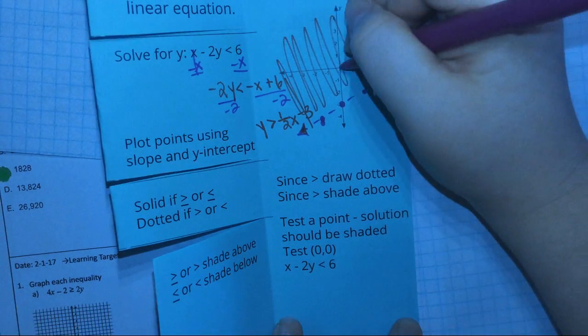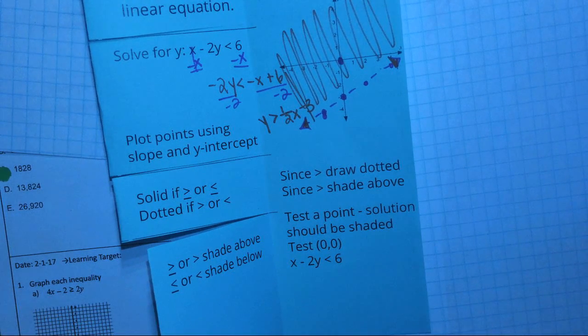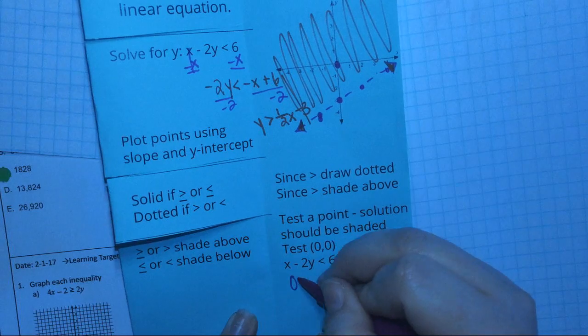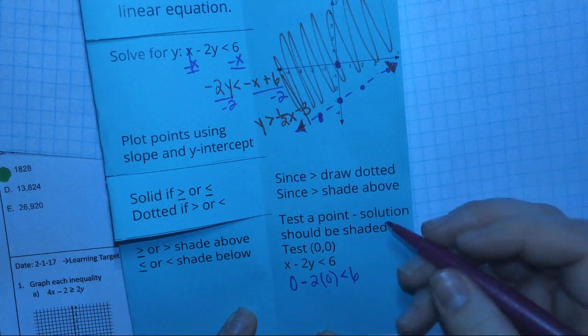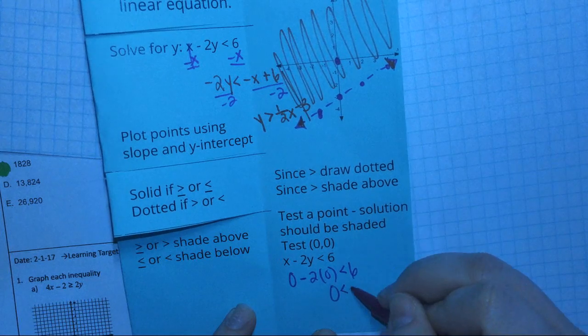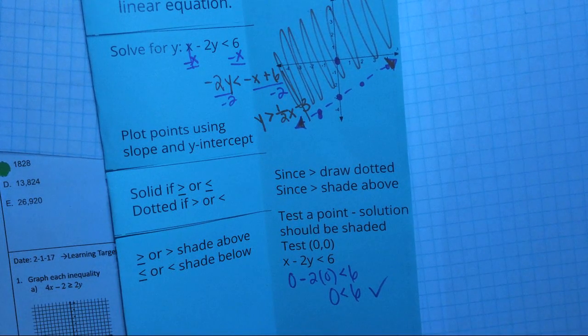Okay, so 0, 0 is part of that solution set. It was in that shaded region. So if I plug it into our equation, 0 minus 2 times 0 is less than 6. Hey, 0 is less than 6. I'm not crazy. I know I shaded in the right region.